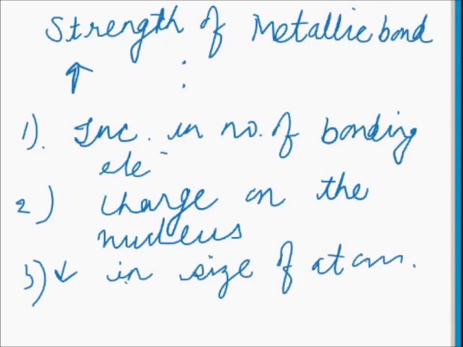Since alkali metals possess only one bonding electron, the alkali metals are soft and have low melting and boiling points. The hardness and high melting and boiling points of transition metals are due to the presence of higher number of bonding electrons, higher nuclear charge, and smaller size.